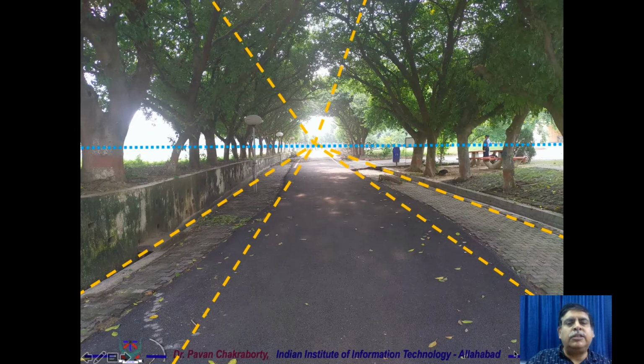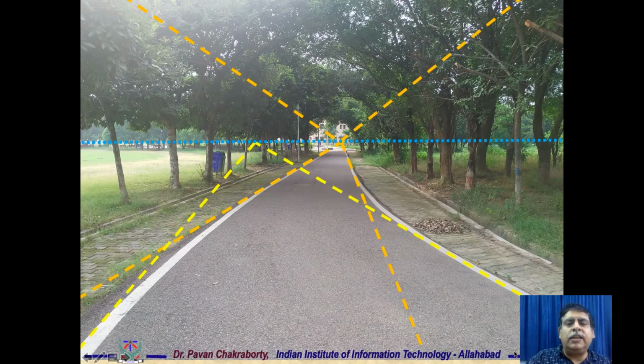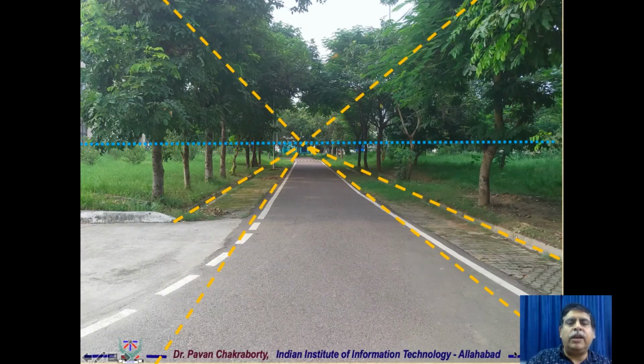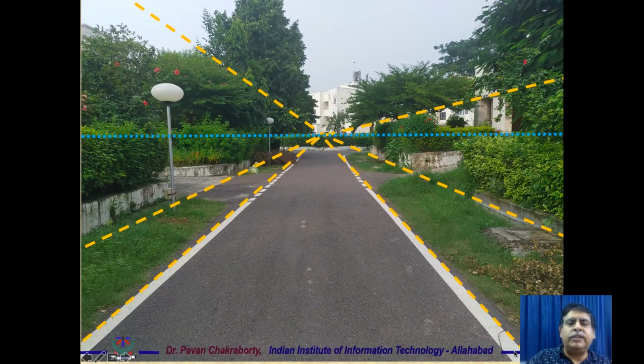These are different locations or images of the IIITA campus, which show you that parallel lines are converging towards a single vanishing point. Here again, we see there are two vanishing points because the road is curved, and because of the curvature, the road exhibits two vanishing points. Here we have a single vanishing point. Again, here we have a single vanishing point.